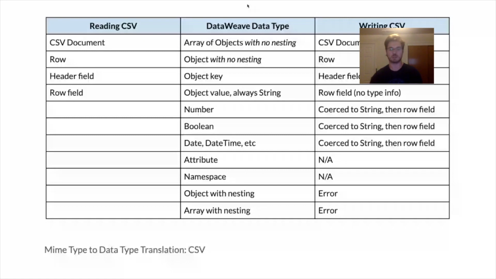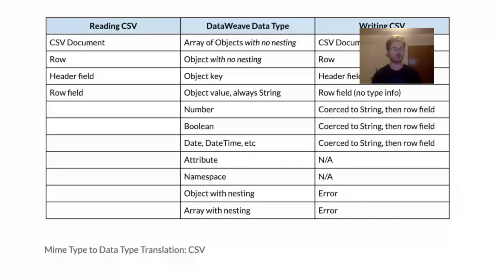And this array of objects has no nesting. The only nesting that's there is between the array and all of the objects contained in it. And that's important. We'll go over that a little bit later. And if you have an array of objects and you have the output as application/csv, it's going to write it as a CSV document without a problem.